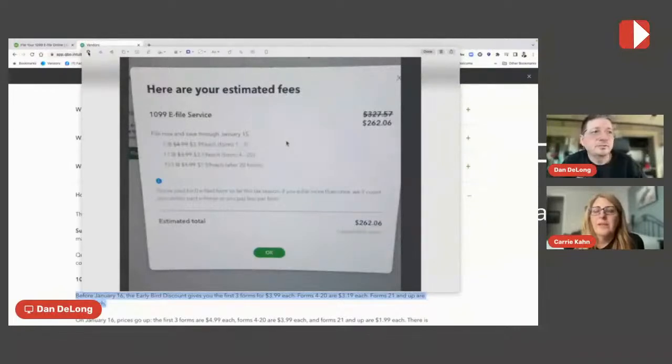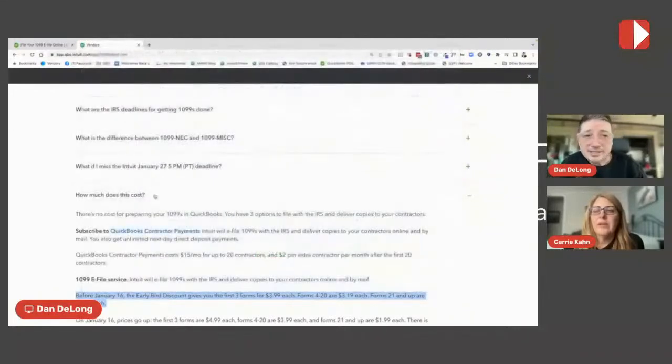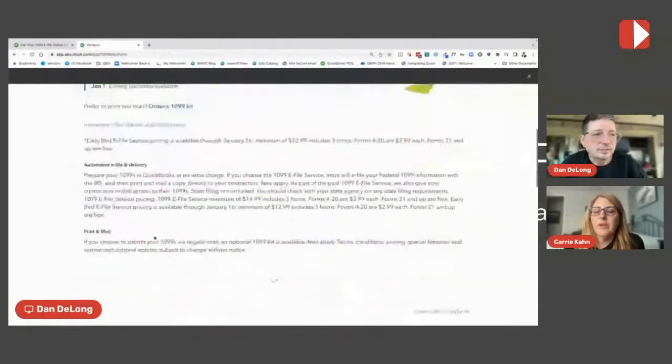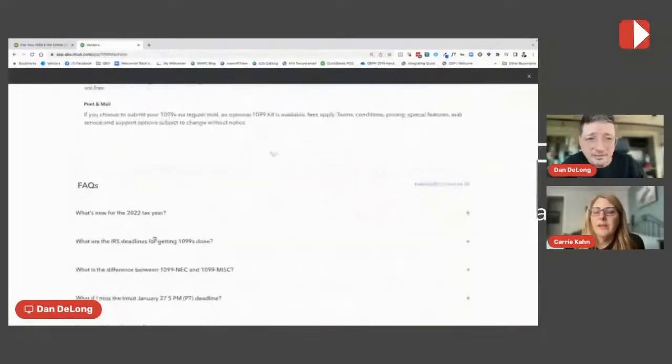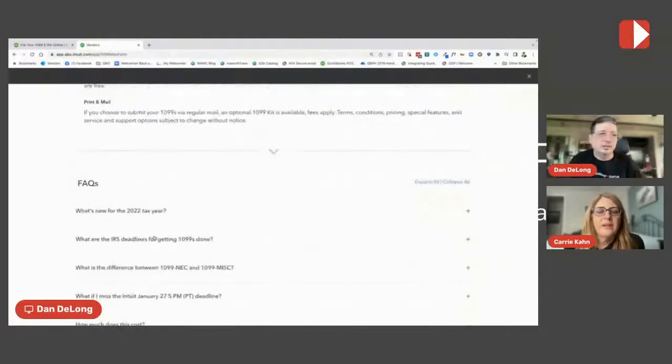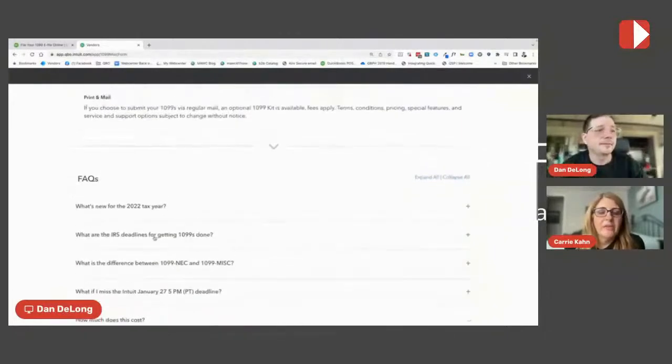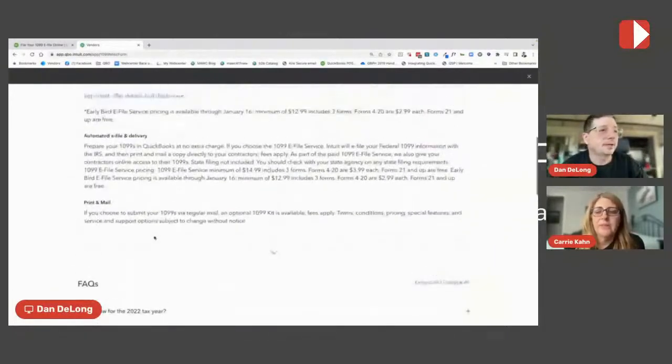So the moral of the story is this pricing is wackadoo. It's supposed to be 20%. I think that's ultimately what the early bird discount is: 20% off of the regular pricing. We're definitely underneath the pricing, so great.